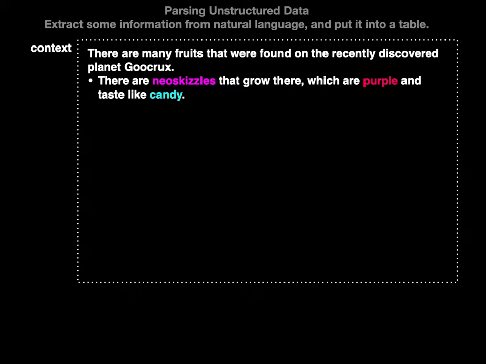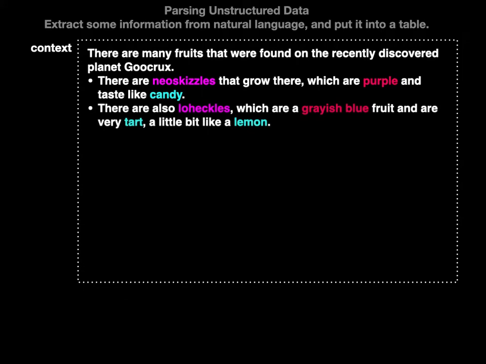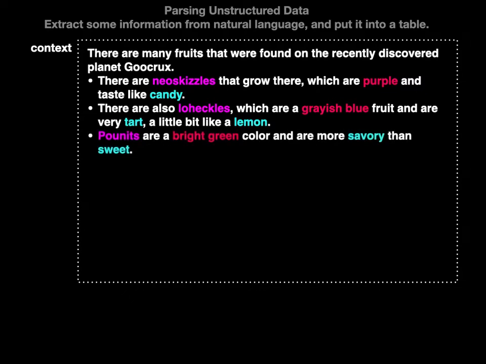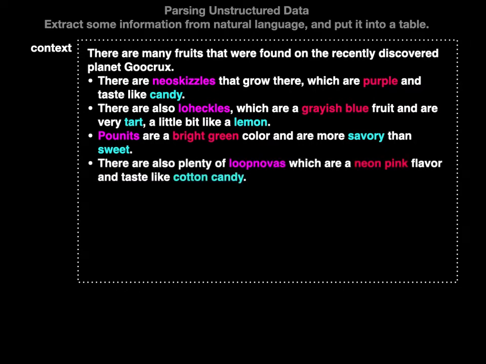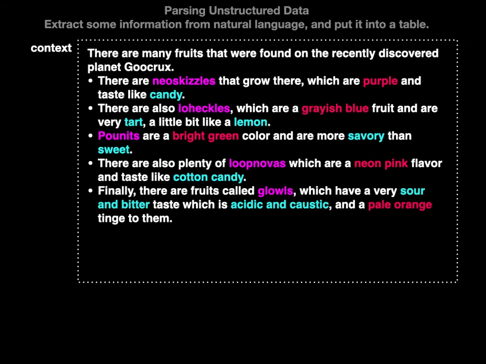So there are neoskizzles that grow there, which are purple and taste like candy. There are also lohekels, which are grayish-blue fruit and are very tart, a little bit like a lemon. Ponets are bright green color and are more savory than sweet. Ooh, two descriptors. Interesting. There are also plenty of loopnovas, which are neon pink flavor, and taste like cotton candy. Finally, there are fruits called glulls, which have a very sour and bitter taste, which is acidic and caustic, and a pale orange tinge to them.